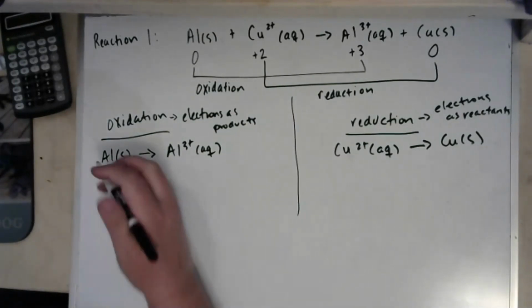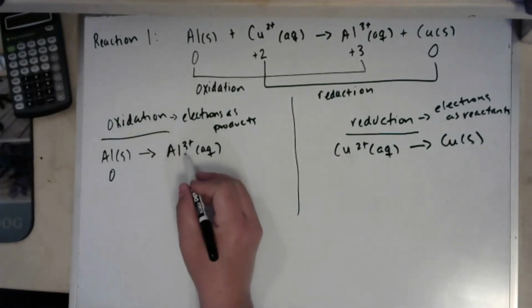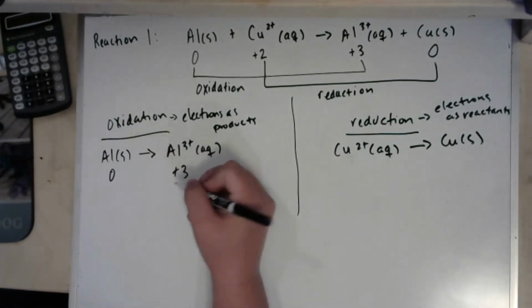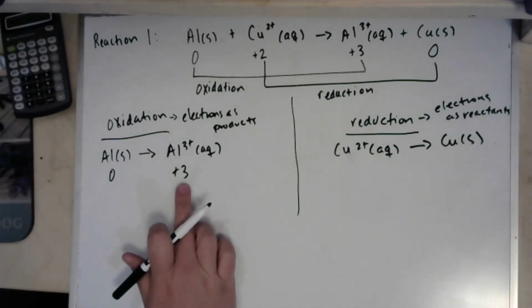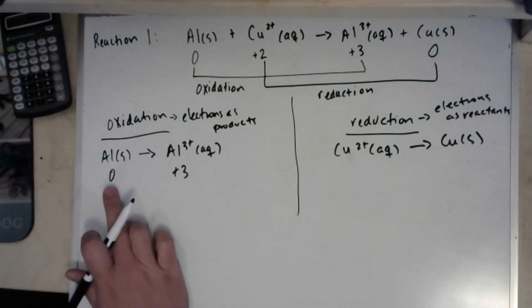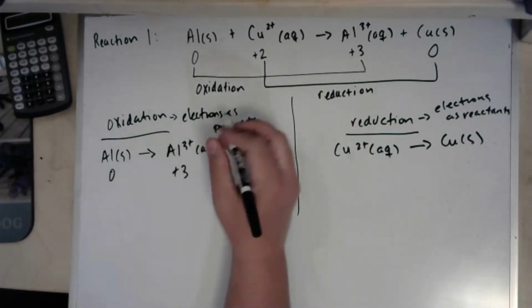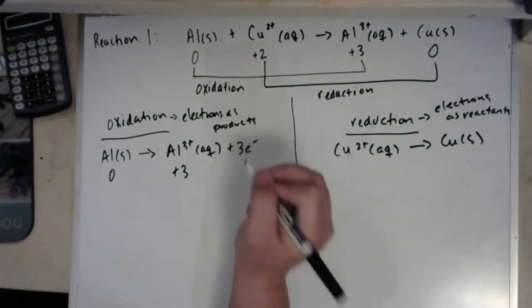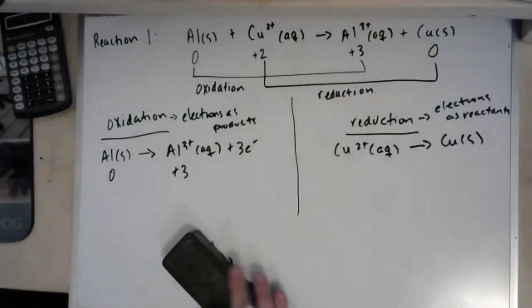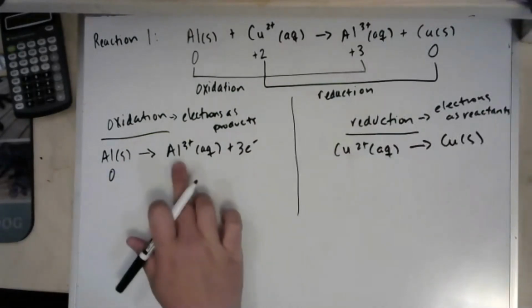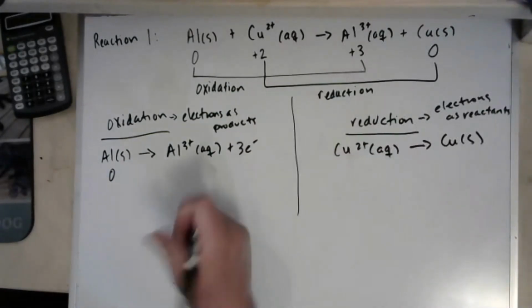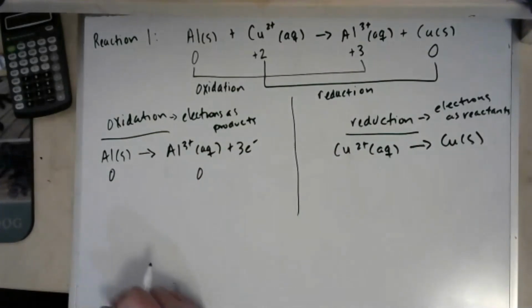So aluminum obviously has a 0 charge, and aluminum ion has a +3 charge. So I'm going to add 3 electrons to the product side so that the overall charge of the product side is the same as the reactant side. Okay, so now if I added the charge of my product side together, I have +3 plus 3 electrons. That's a total charge of 0.